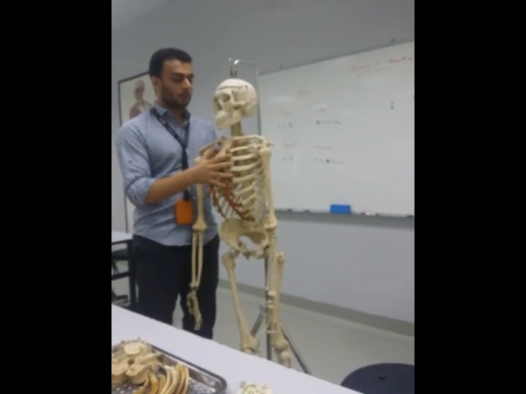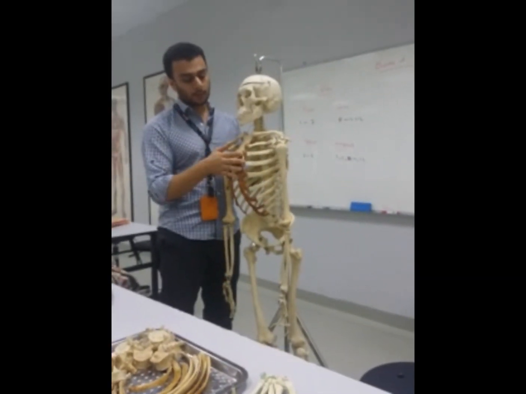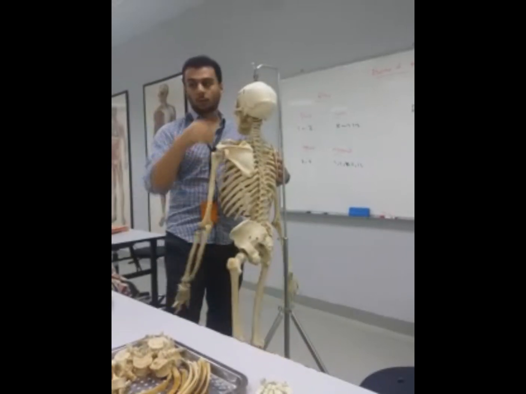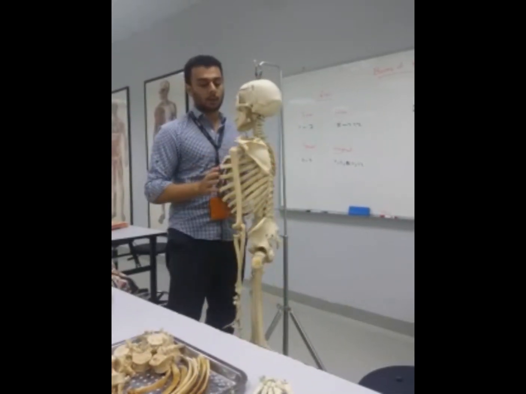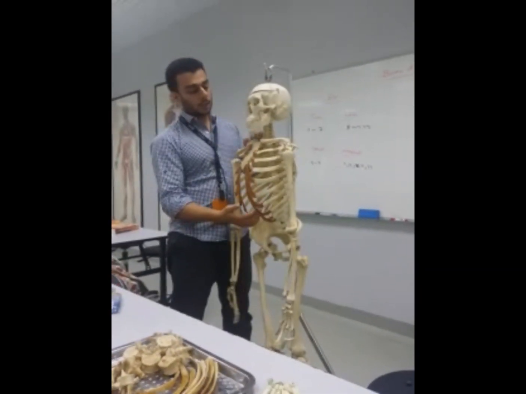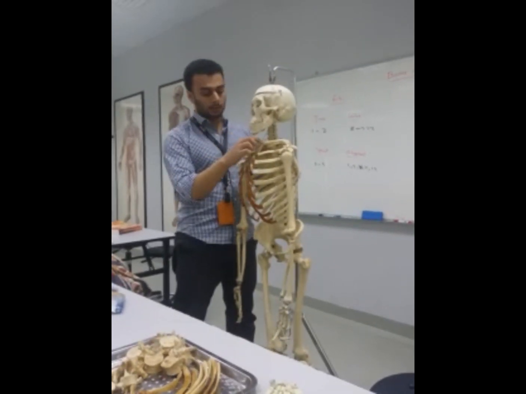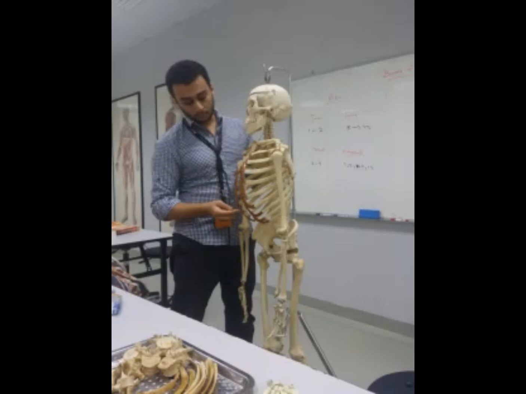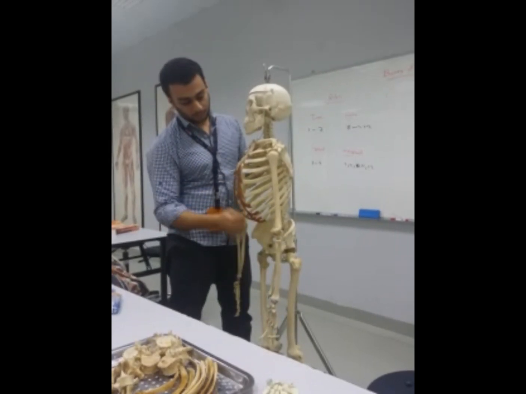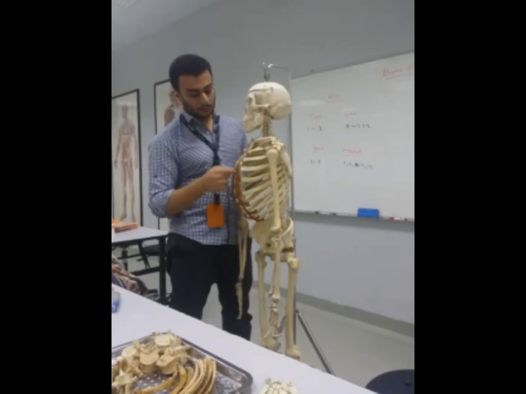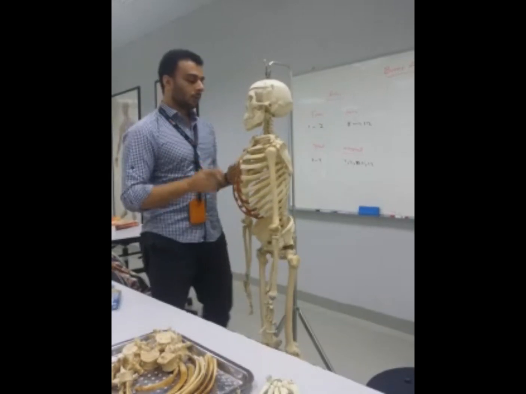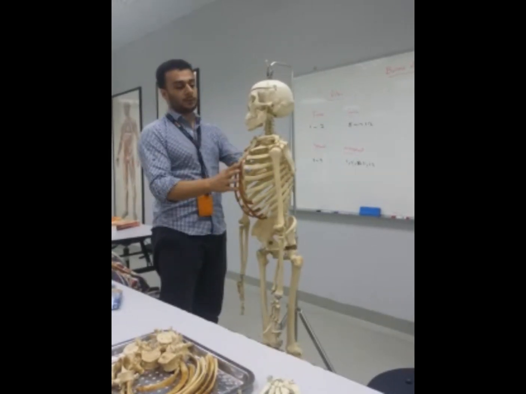You can see the thoracic cage will be formed of sternum, then we have the ribs, and we have the vertebral column, which will be having the thoracic vertebra. The thoracic cage will be having inlet and outlet. We already discussed the inlet, and the outlet will be formed by the costal margin.